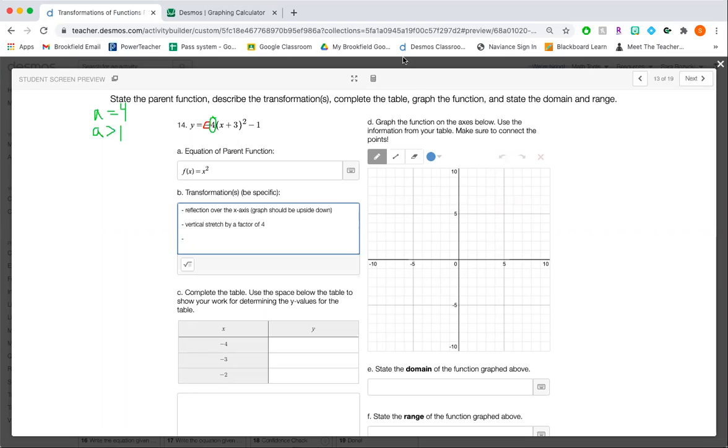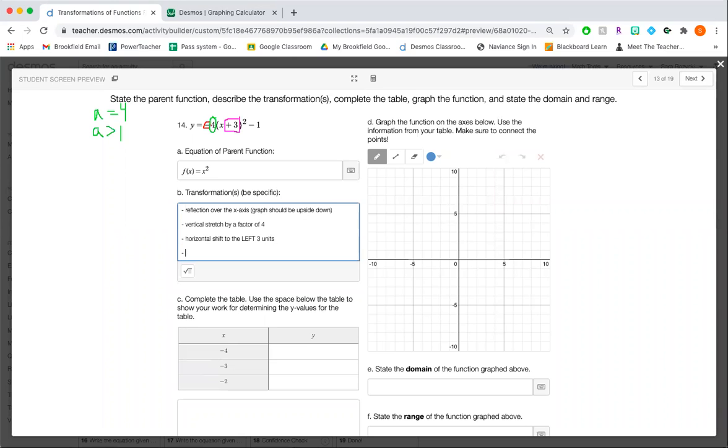Then I have my +3 on the inside attached to my x. So that is my horizontal shift to the left because it's plus 3 units. And last but not least, I have my -1 on the outside here. That is the last thing. That is my vertical shift down 1 unit because it is -1. That part doesn't seem to be too challenging. You guys really seem to be getting the transformations.